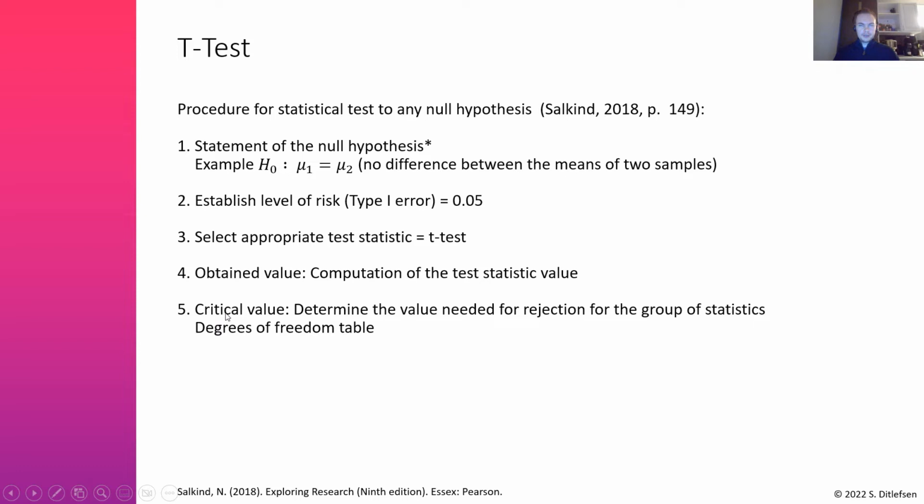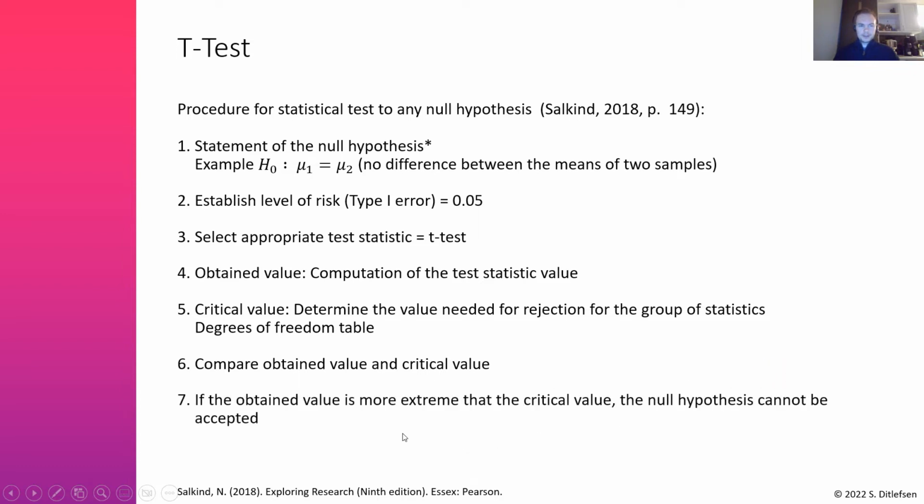Fifthly, we need to set a critical value. Determine the value needed from the statistic's degrees of freedom table. Number 6 is to compare the obtained value and the critical value. And 7 is, if the obtained value is more extreme than the critical value, the null hypothesis cannot be accepted.